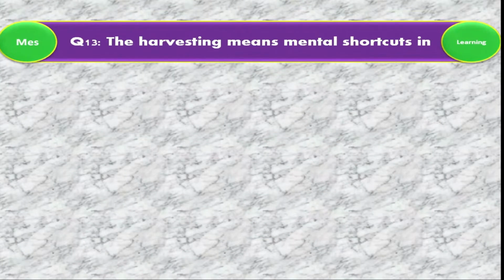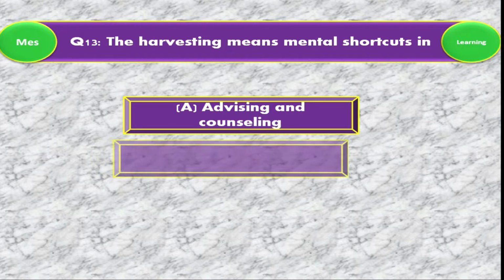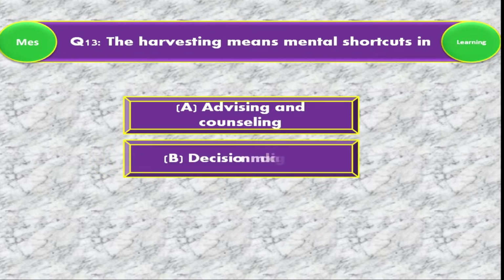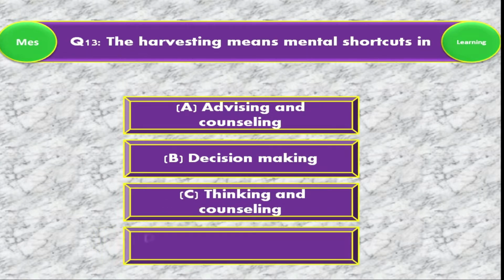Question 13. The heuristics mean mental shortcuts in: advising and counseling, decision making, thinking and counseling, decision and implementation. Right answer, decision making.